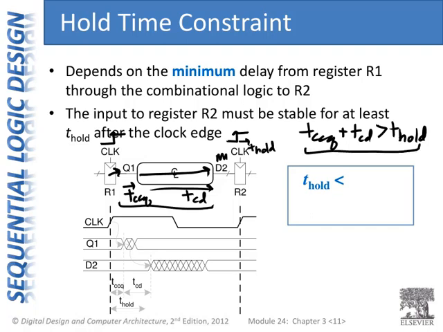And so we can also write this the other way. T hold is less than TCCQ plus TCD. Again, as logic designers, this TCD, that short path, is what we have control over. So we can bring this to the other side and say TCD has to be greater than T hold minus TCCQ.